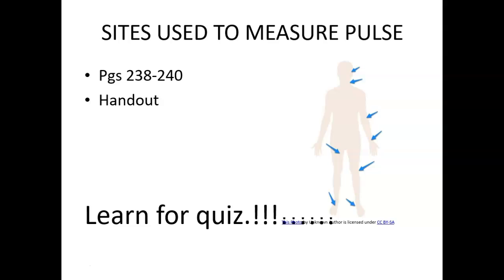Sites used to measure the pulse. You have a handout on that, and it's one of your homework items, one of your things to practice on, the different places where you can take a pulse.